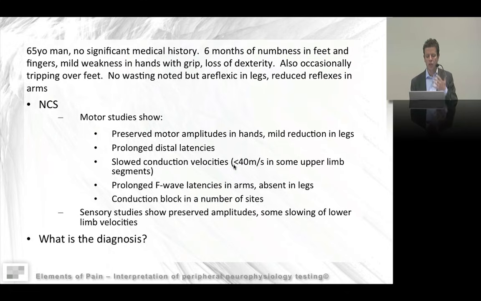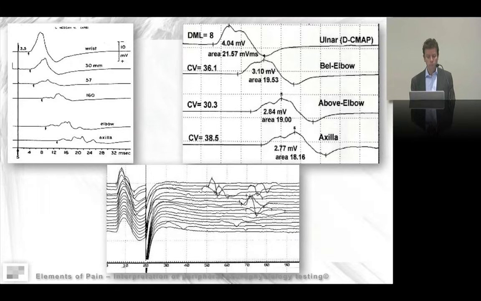The conduction velocities are slowed, below 40 meters per second in the upper limb, so definitely slow, not just a little bit. The F-wave latencies, markers of the entirety of the nerve, are prolonged. And what we see is conduction block, which is where you'd see a drop in the amplitude across sites. And the sensory studies show amplitudes are preserved, much like the motor responses, but with some slower velocities. So in this case, the diagnosis is very different.